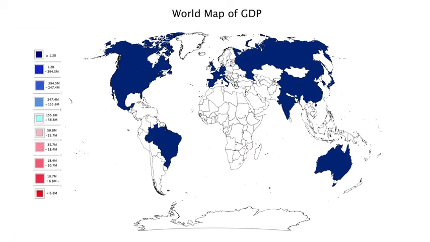Italy, India and Canada are next, and by the time we reach Australia, we're talking in terms of an economy that's less than 10% the size of the United States. Spain, Mexico, Korea make up the rest.